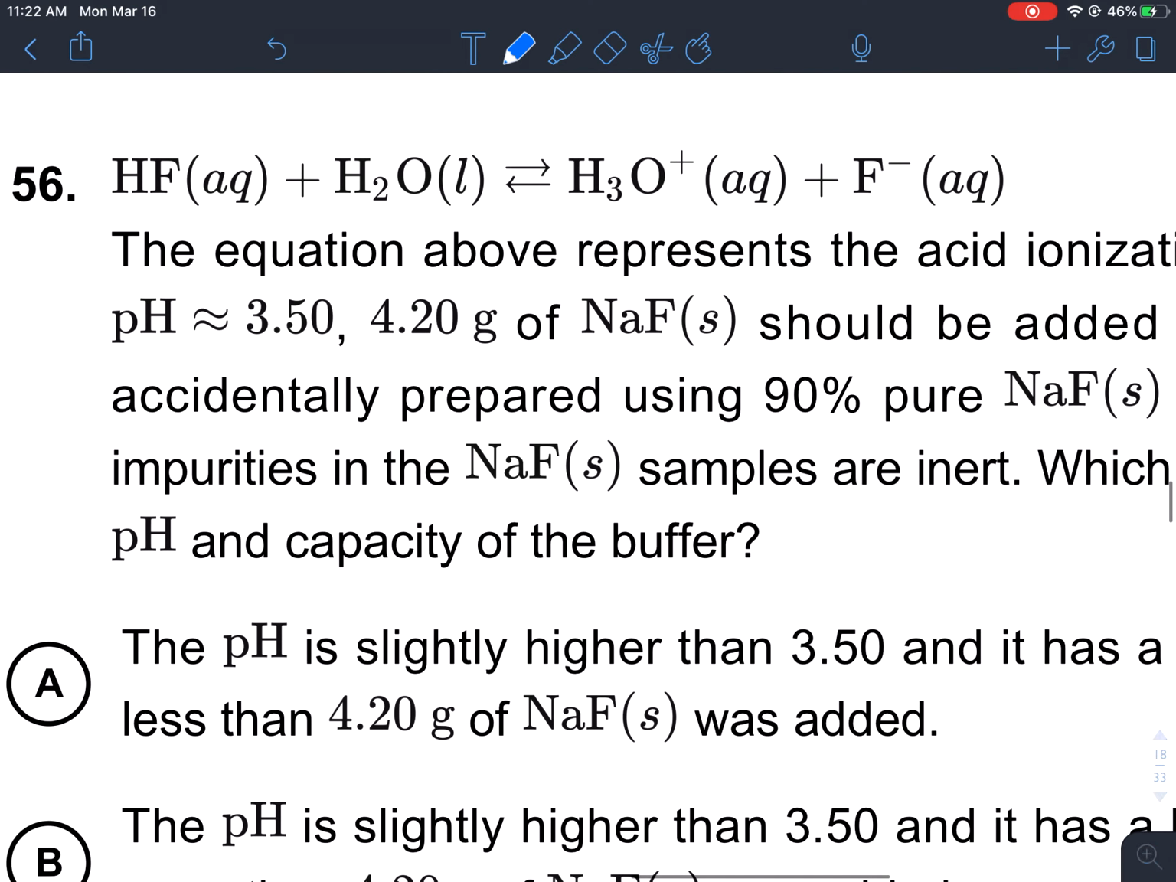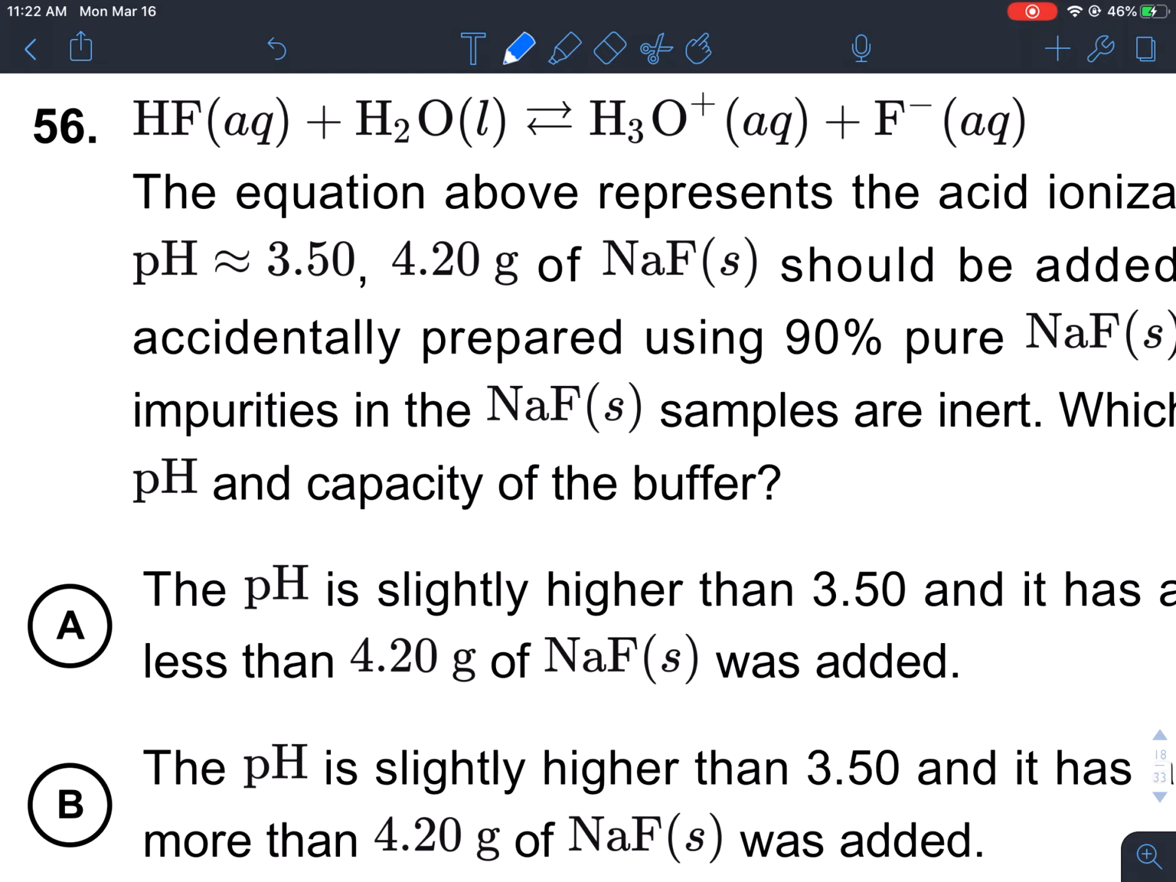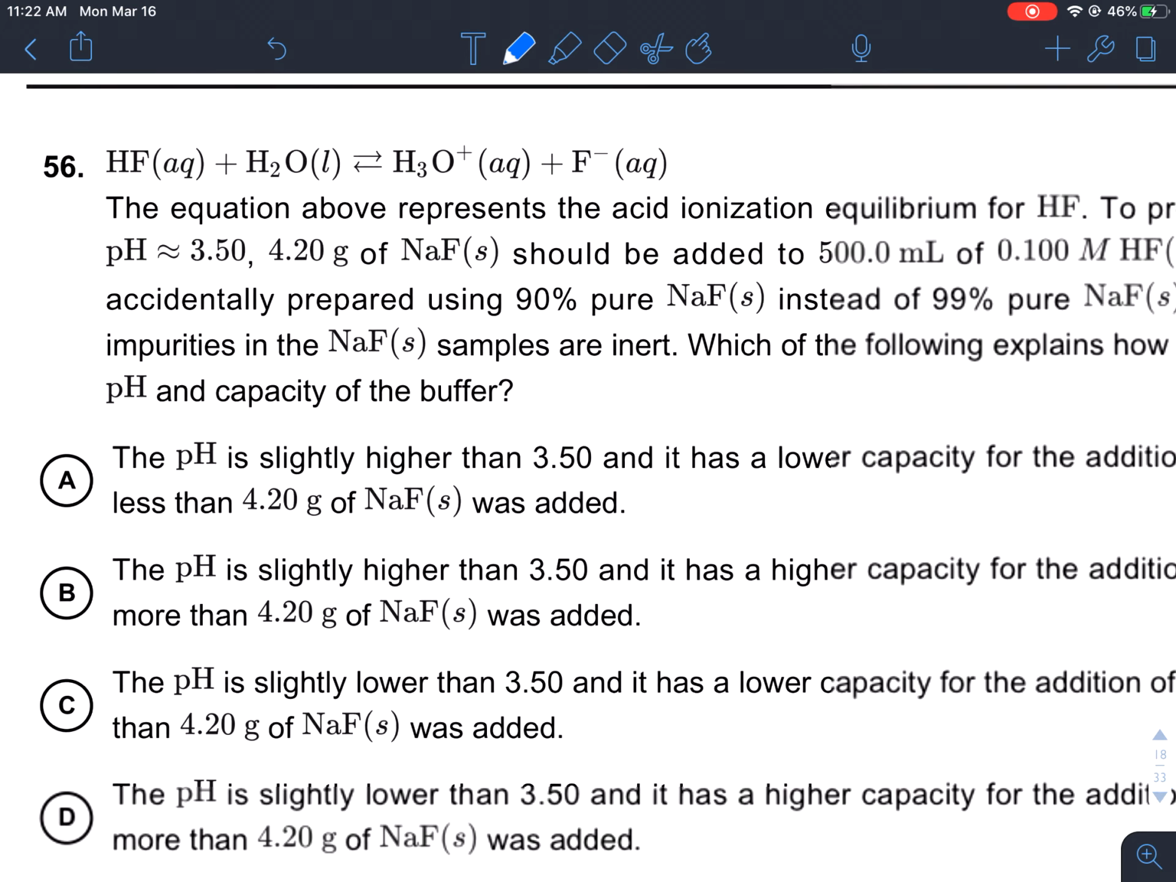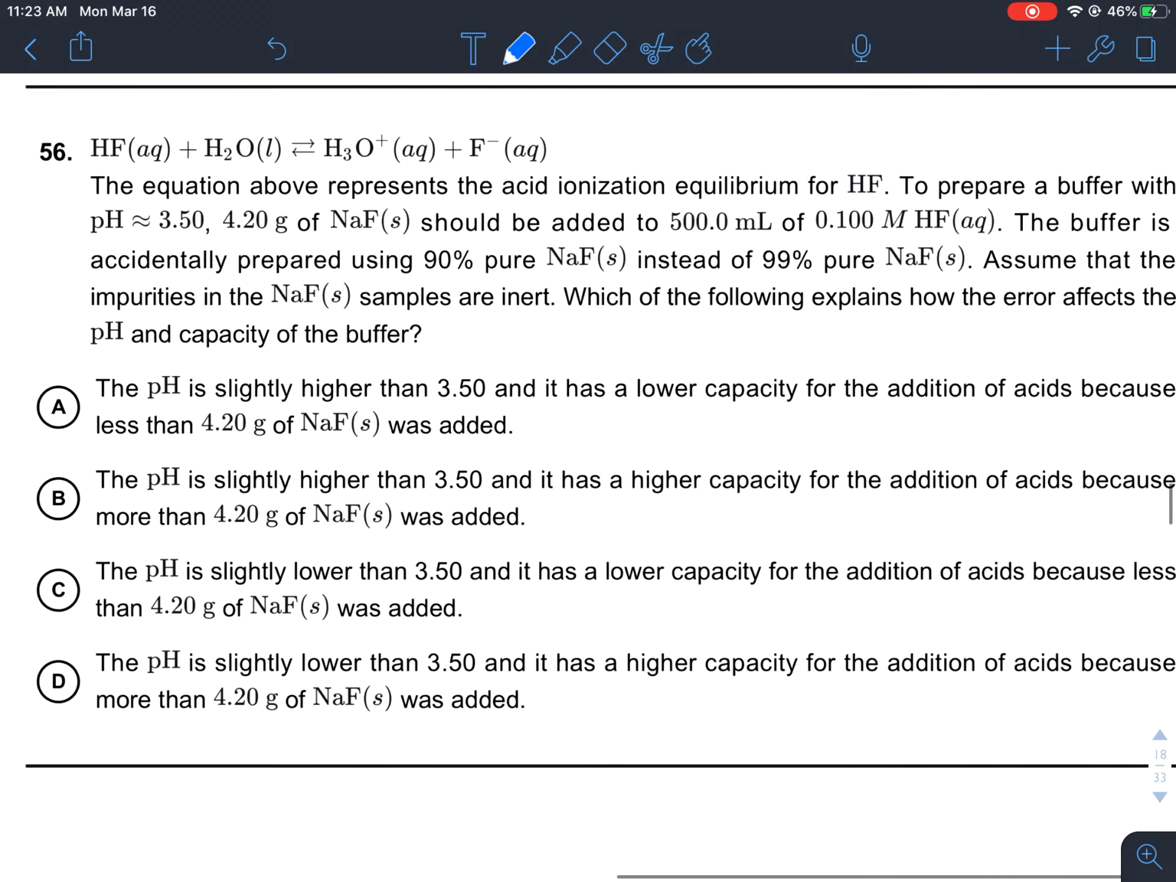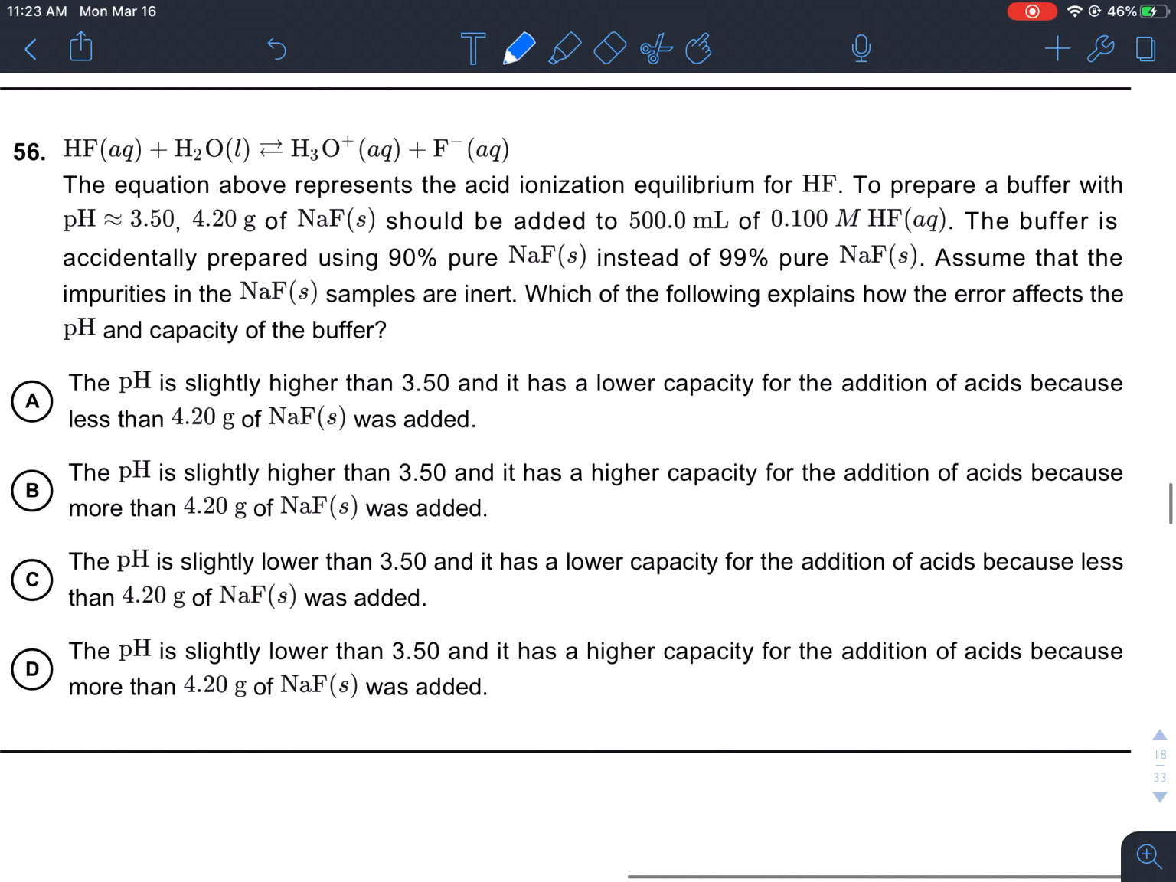All right, let's take a look at number 56. How can 100 milliliters, wait, no, I'm reading the wrong question. Okay, there you go. The equation above represents the acid ionization equilibrium for HF. To prepare a buffer with a pH of 3.5, 4.2 NaF should be added to that much HF. The buffer is accidentally prepared using 90% pure NaF instead of 99% pure NaF. Assume that the impurities in NaF are soluble and inert. Which of the following explains how the error affects the pH and the capacity of the buffer?